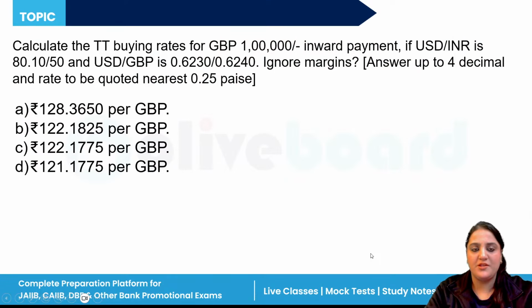Here is the first question, asking to calculate the TT buying rate for British pound 1 lakh inward payment if US dollar INR is 80.10 and US dollar GBP, British pound, is given. Ignore the margins. Just answer up to 4 decimals and rate to be quoted nearest 0.25 paise. So which option is correct here?